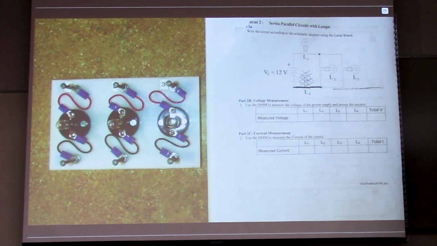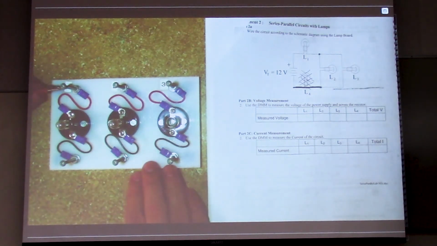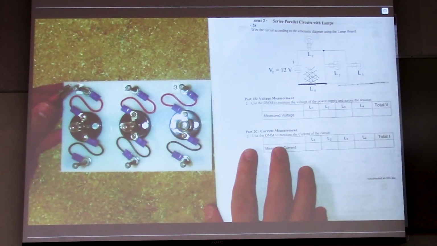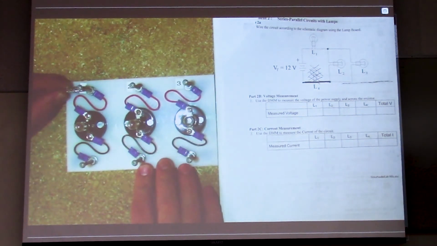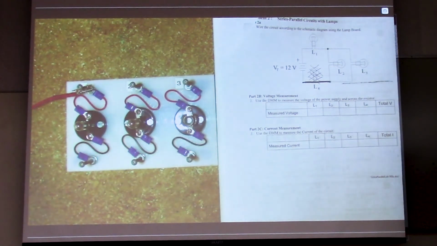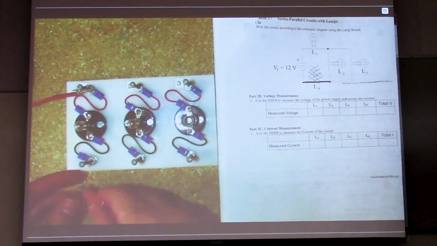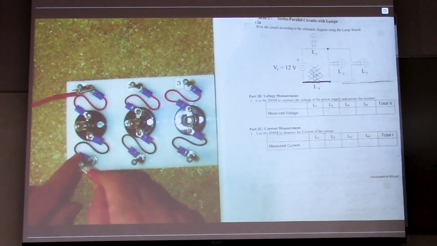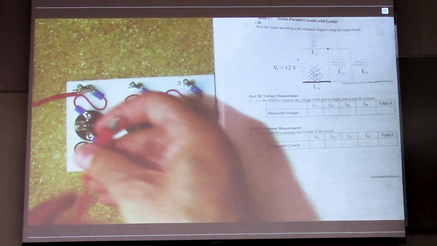All right, so let's start with the power supply. The positive side, the top of the power supply, is connected to one side of L1. So that's what I'm going to do. I'm going to take my red lead from the power supply and connect that to one side of L1. Okay? Now, the other side of L1 is connected to the top of L2. So I'm going to do that over on my board. The other side of L1 down here is connected to the top of L2.